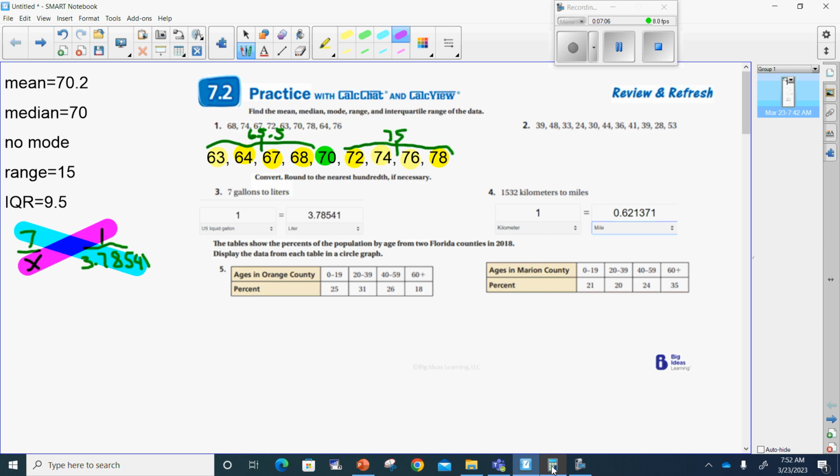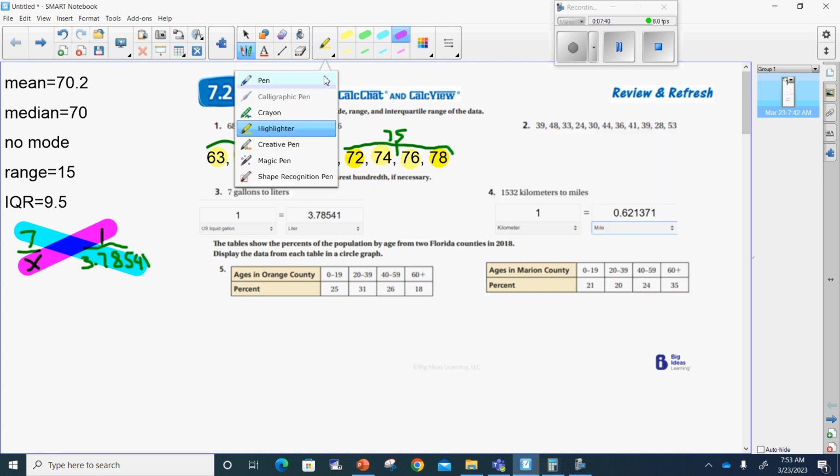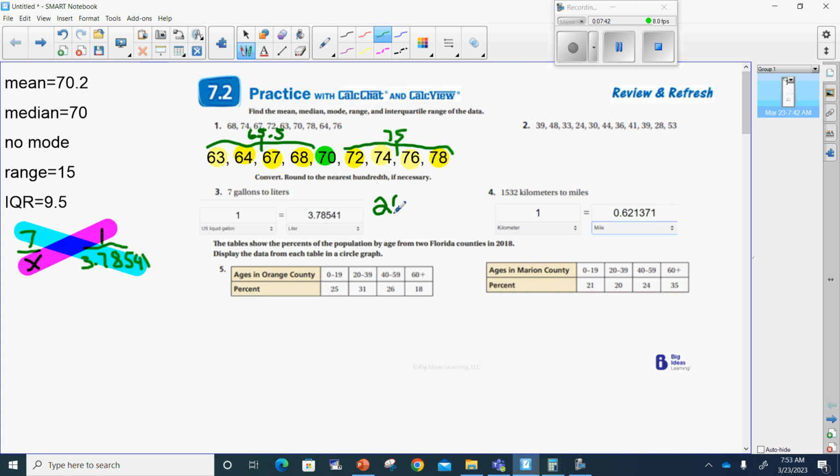So let's go ahead and do that. On the calculator, I'm going to take 7 and multiply it by 3.78541. And that gives me 26.49787. Remember, we're rounding to the nearest hundredth. The hundredth is right here, so we'll round up to 26.50. So 26.5 would be my answer.